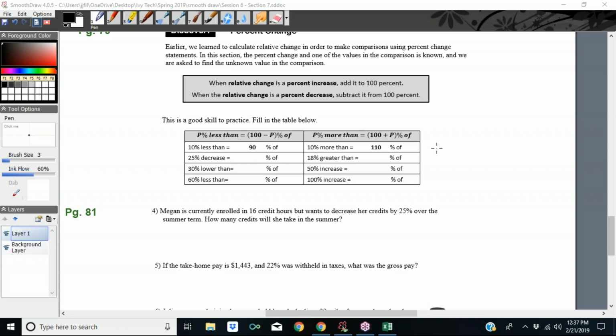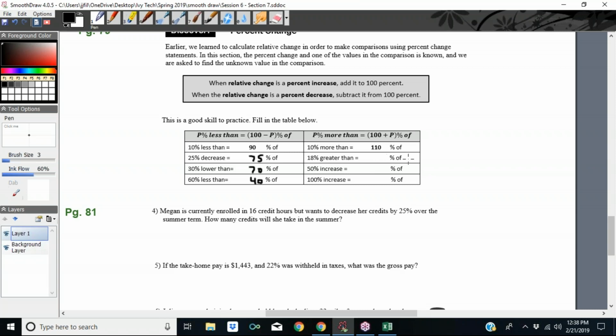So let's fill in this table. 10% less than something is 90% of the original. It's like 10% less than the original is 90% of the original. A 25% decrease is 75% of the original. 30% lower than, 70% of the original. 60% less than is 40% of the original.